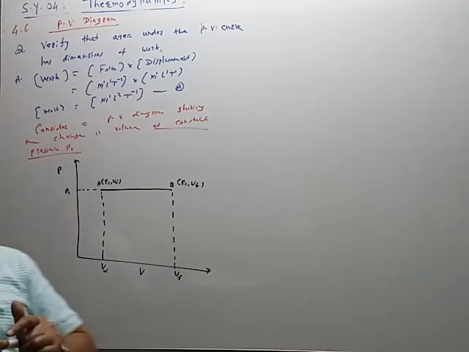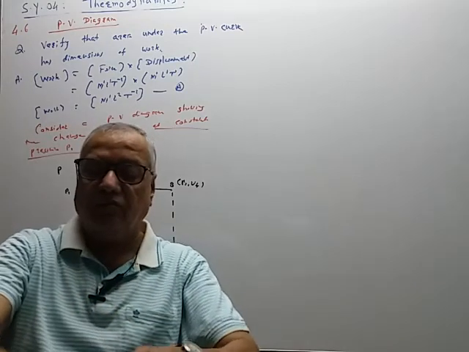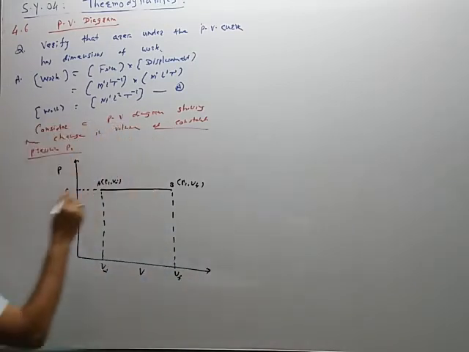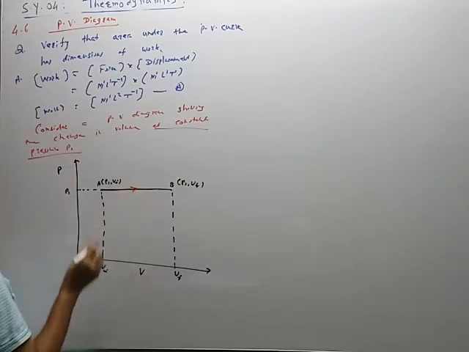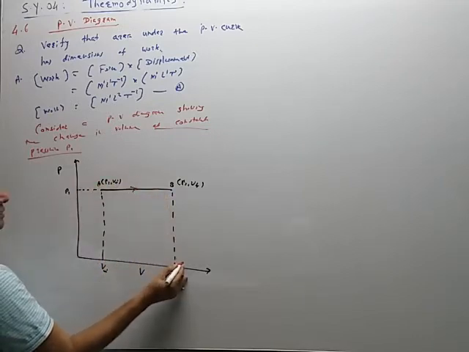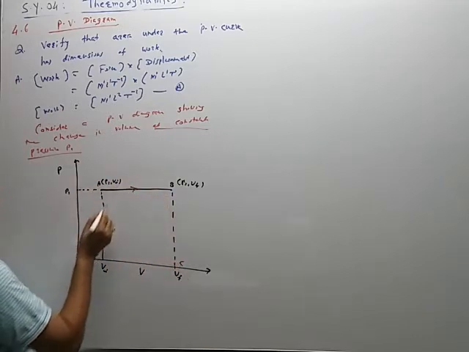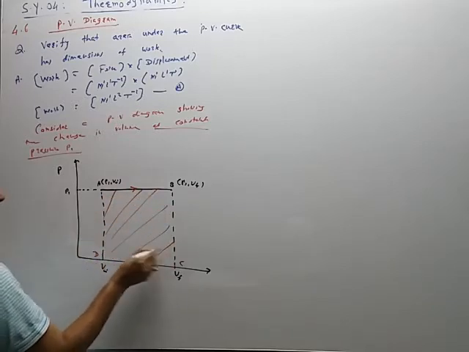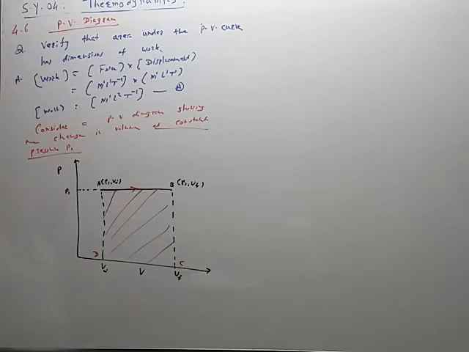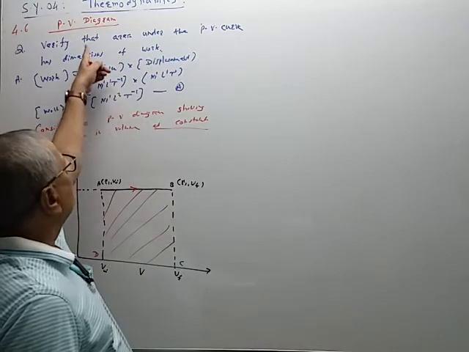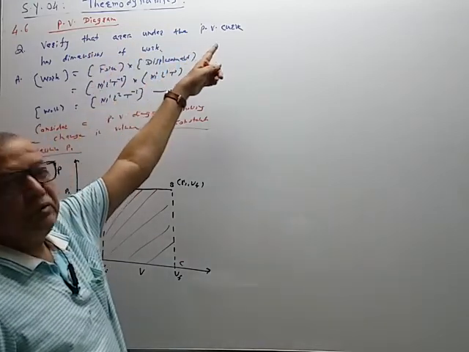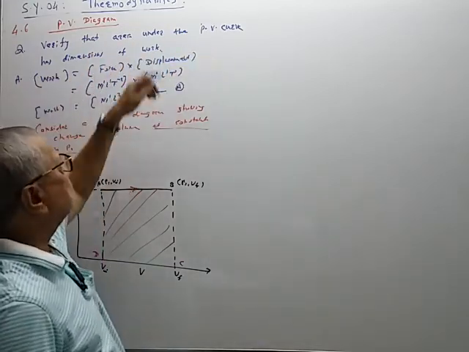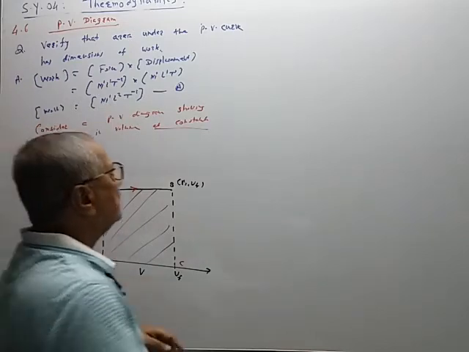And suppose this is the case of volume expansion. Volume expansion means the arrow will be in this direction. So this is point A, B, this is C, this is D. So this is the area bound by the PV curve with the volume axis. So we are to show this. Verify that area under the PV curve has the dimensions of work done. So we have already found the dimensions of work.